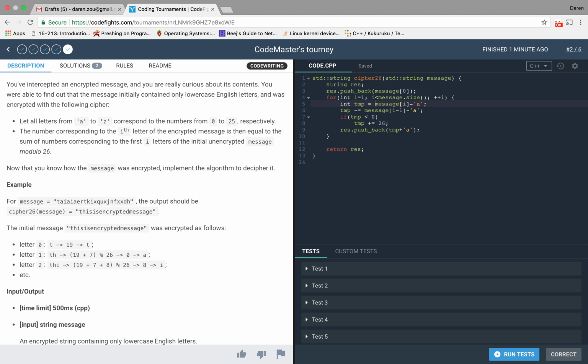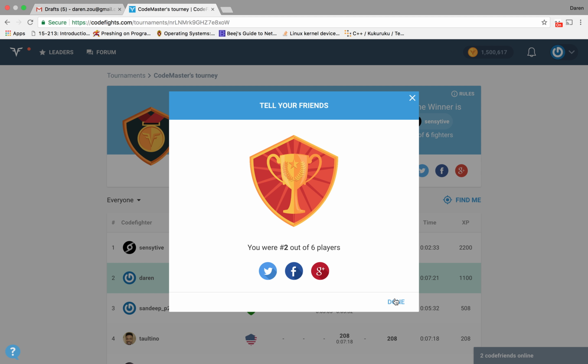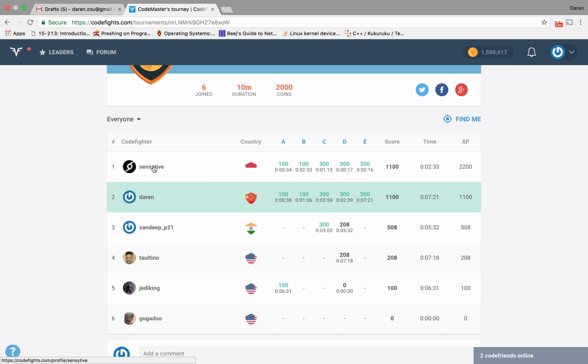Basically, the difference between those two, modulo 26. In C++, you can just check to see if it's less than 0, and then add 26. Unfortunately, you can't just use percent-equals 26, because negative 1 percent-equals 26 in C++ is actually still negative 1. It's something weird with C++. So I got second place behind Sensitive, who did these 5 problems in 2.5 minutes, where I took nearly 7.5 minutes.